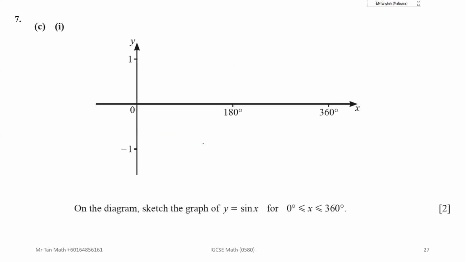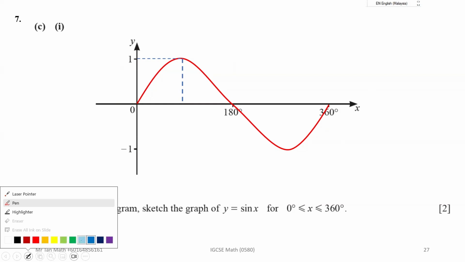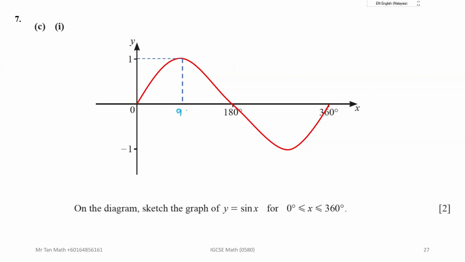Okay. On the diagram, sketch the graph y equal to sine x. So sine x, it will be like an S shape. Then this will equal to 1 and it will be at 90 degrees here. And the lowest point will be negative 1. And this will be 270 degrees. Divide into 4.